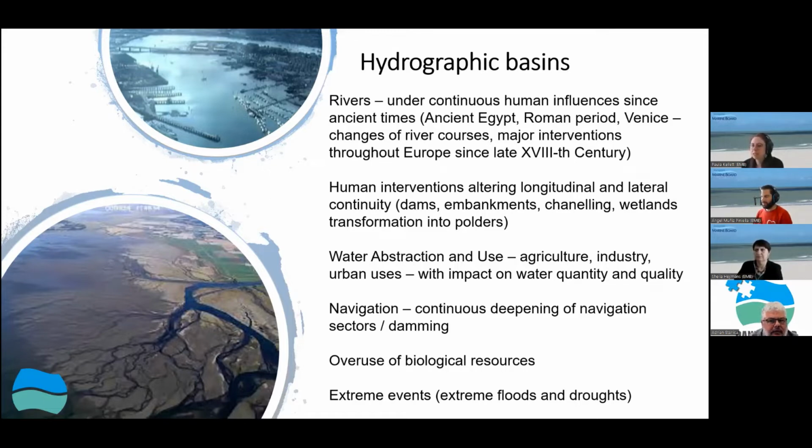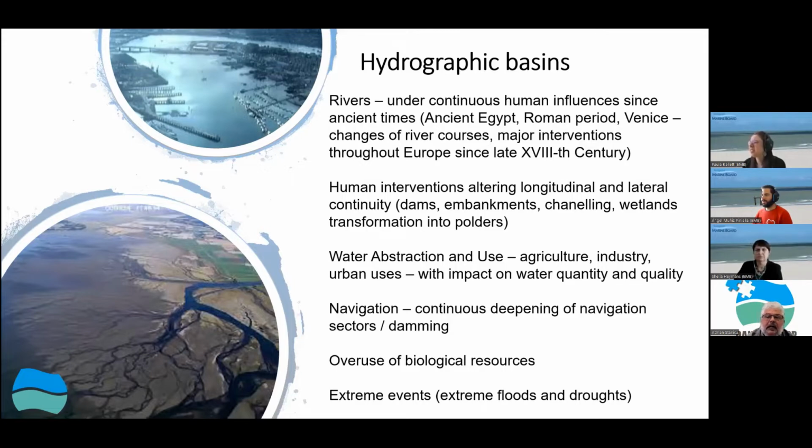Go back to ancient Egypt, or even before the Roman period: the Venetians more than 1,000 years ago were altering the river courses in order not to bring sediments into the lagoon and contribute to clogging the lagoon. And then came the succession of major interventions throughout Europe, starting in the 18th century, the period when humans started cutting canals, and then all sorts of possible interventions.